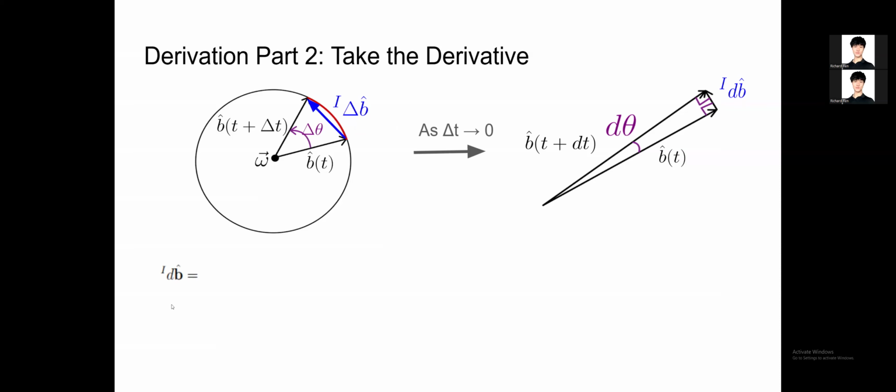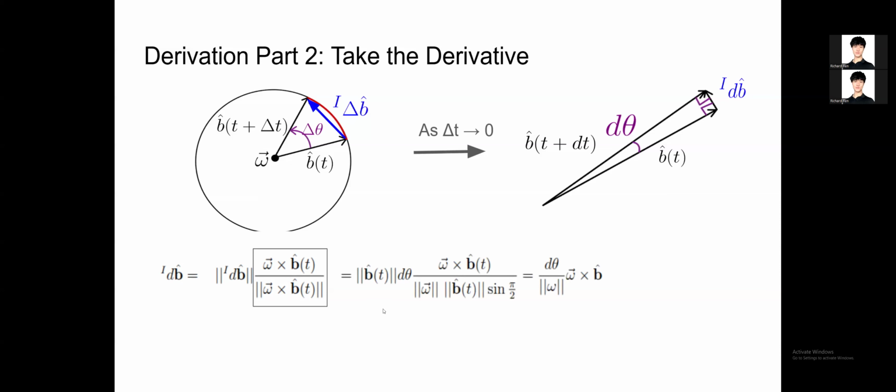So we can write dB as its magnitude times its direction. Since omega is coming out of the screen, you can use the right-hand rule to represent the direction of dB. And of course, you unitize it by dividing by this magnitude here.